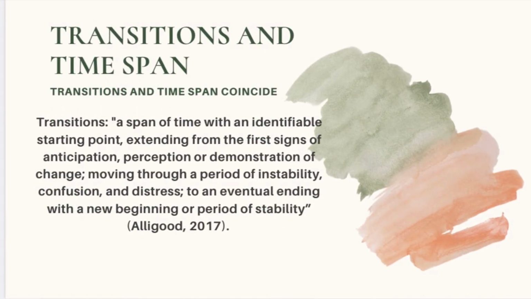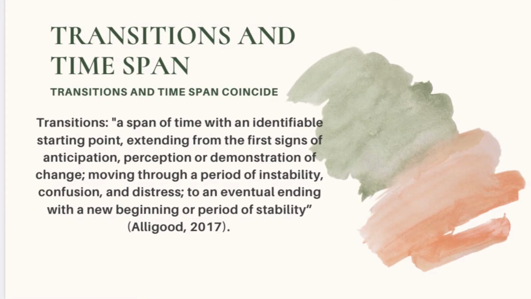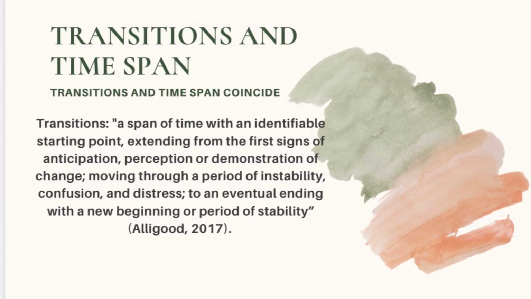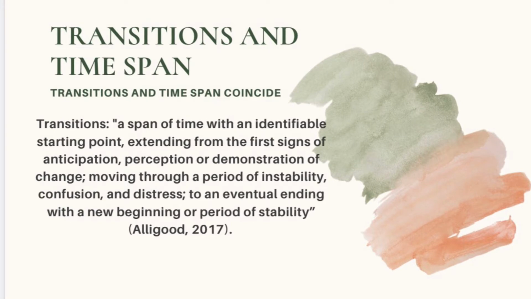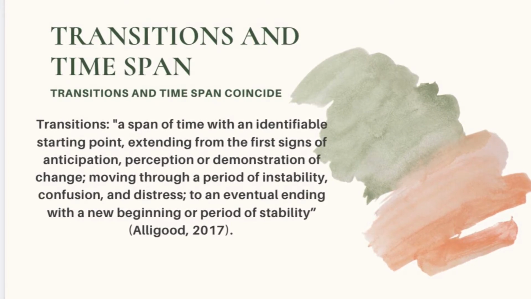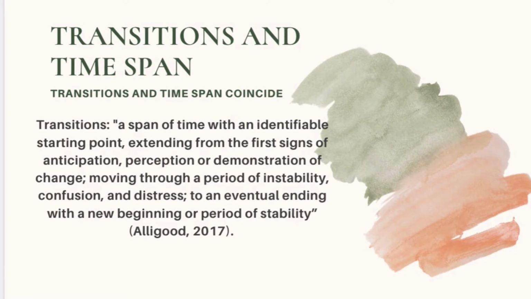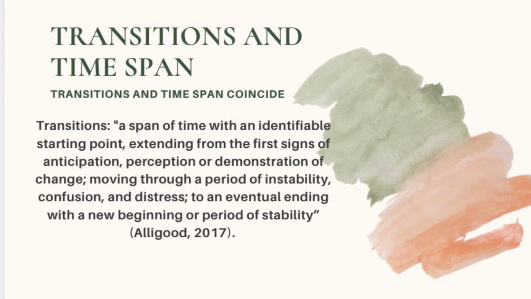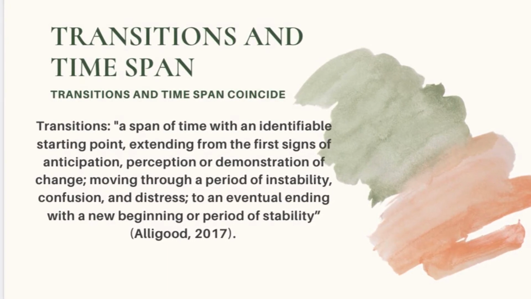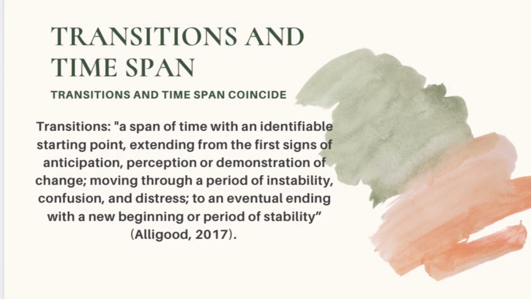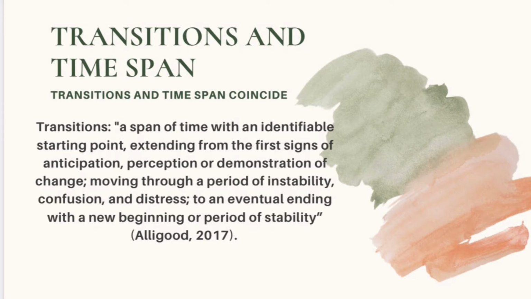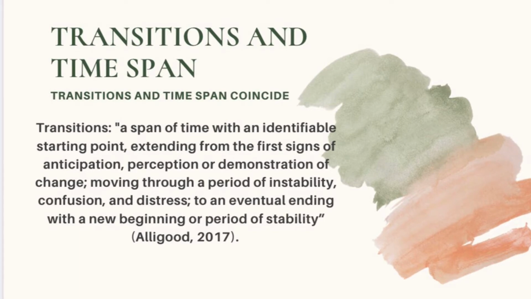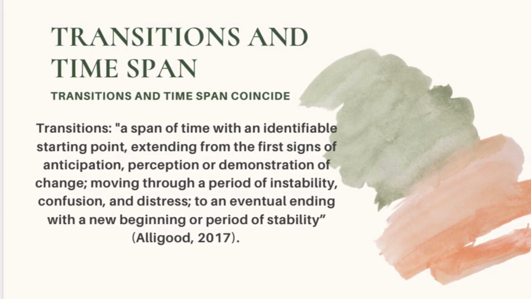A transition is a span of time with an identifiable starting point, extending from the first signs of anticipation, perception, or demonstration of change, moving through a period of instability, confusion, and distress, to an eventual ending with a new beginning or period of stability. Transitions in time span thus coincide, as transitions are said to flow continuously throughout time. Important to note here is that creating an expected time frame for the duration of a transition can be problematic. Insinuating that a transition should only occur for so long can create a sense of prejudice towards those who fall outside of the allotted time span. It is important to remember that transitions are unique to individuals and should thus be understood on an individual level.